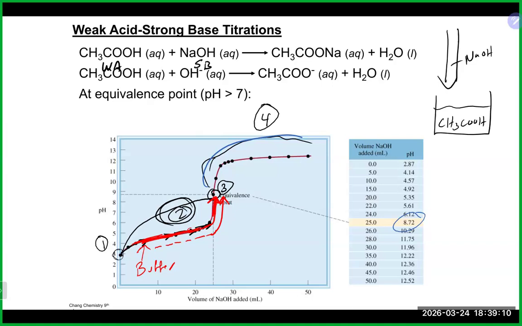If you're at the beginning, you should be doing a Ka problem. If you're before the equivalence point, you should be doing a buffer problem. If you're at the equivalence point, you should be doing a hydrolysis problem. And if you're past the equivalence point, you basically should be doing a strong base problem. These are all problems that we've calculated previous to this part.